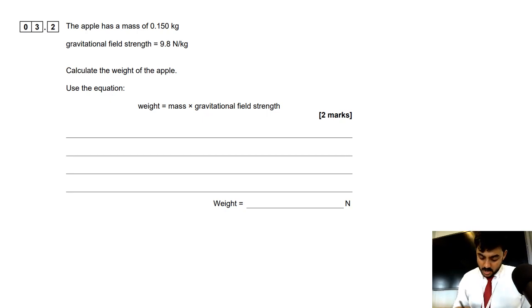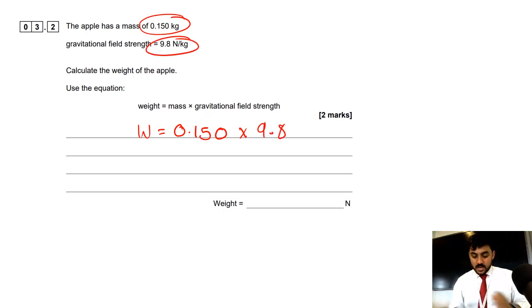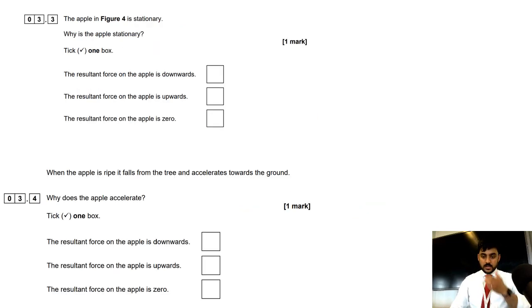Well, what's our mass? Our mass is 0.150. So weight, which is going to be W, is equal to 0.150 times gravitational field strength, which is 9.8. Because there's no rearranging to do, just type it into our calculator, and our answer happens to be 1.47. 1.47 is our answer. Bingo. 2 marks.